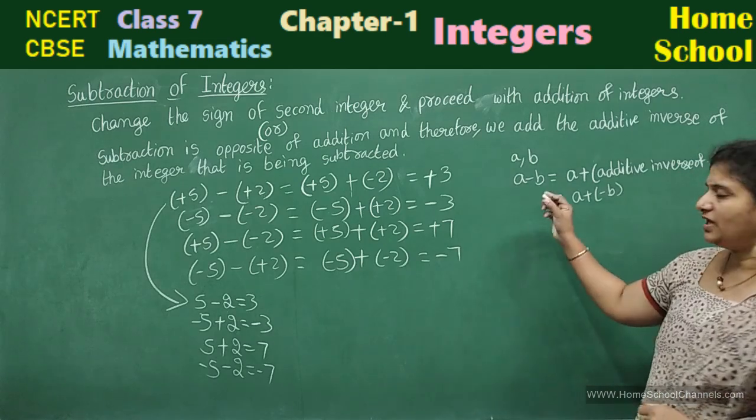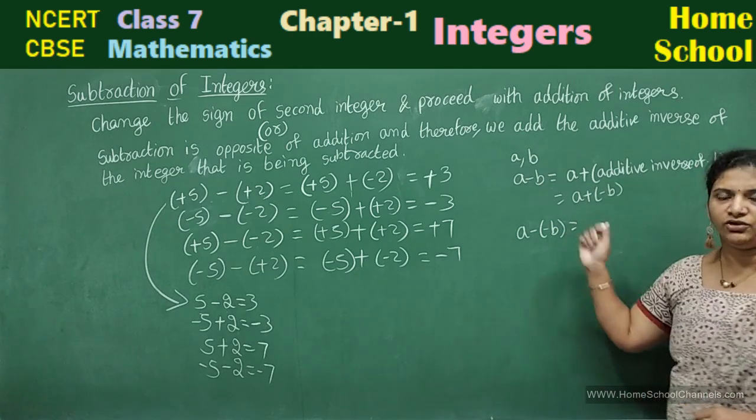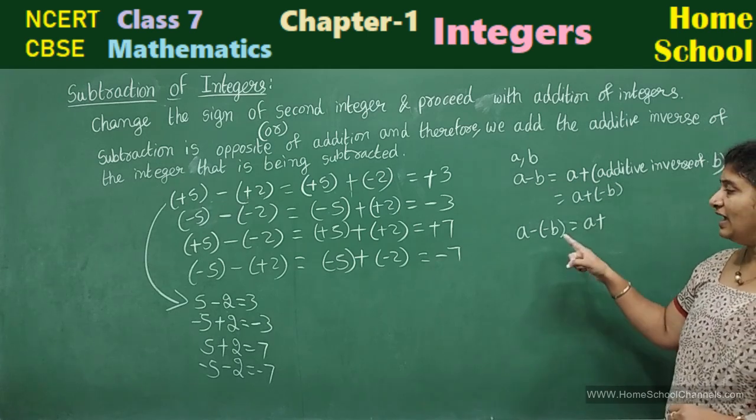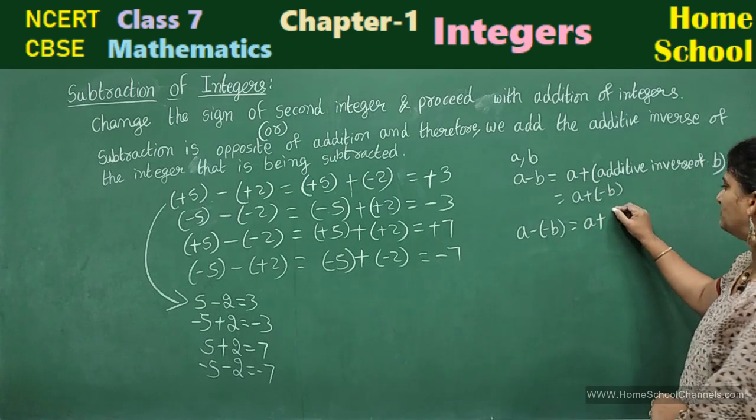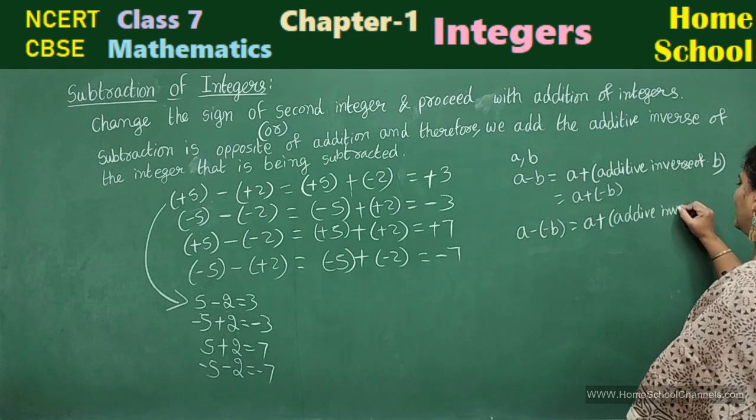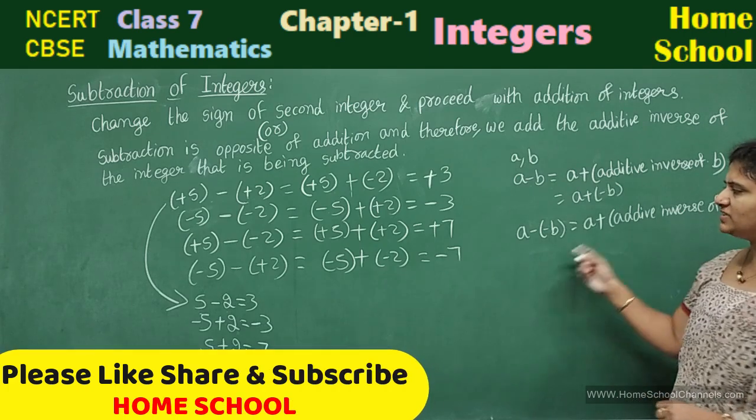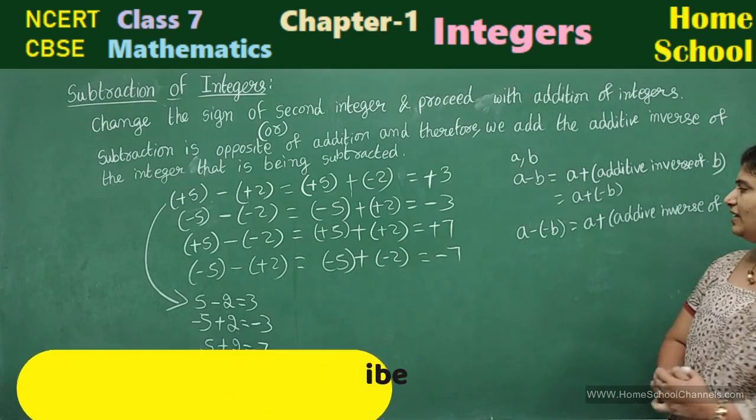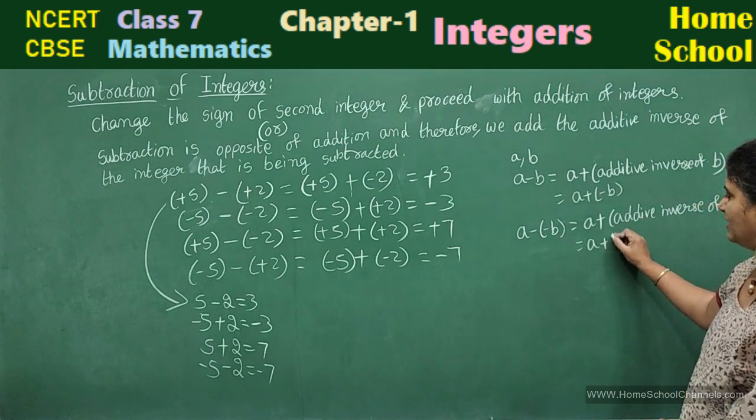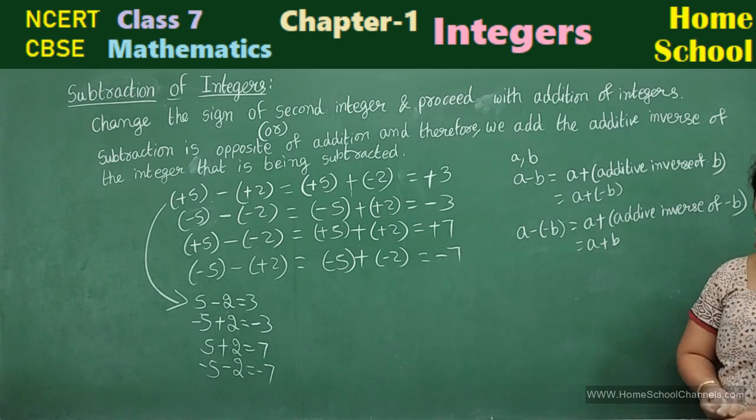Okay. Suppose you have A minus of minus B. How can you write this? A plus the additive inverse of minus B. The additive inverse of minus B will be plus B. That is A plus B you are going to get. The additive inverse of minus B is plus B. A plus B I can write.